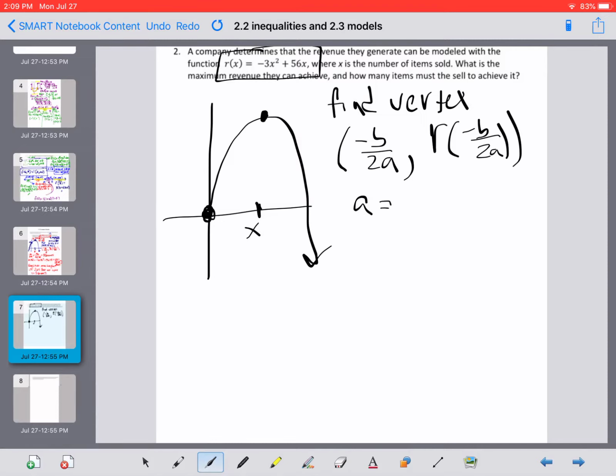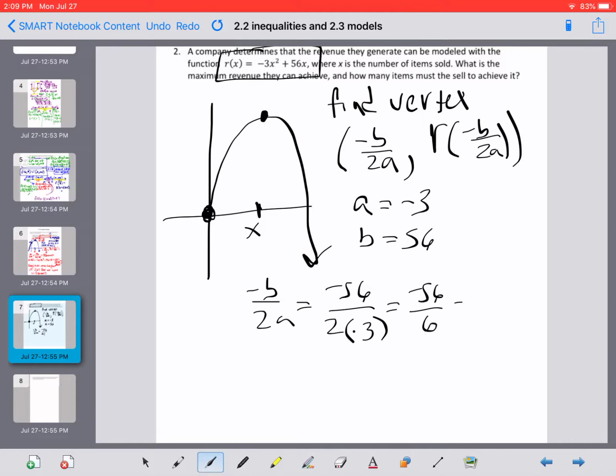Now our a is the leading coefficient, that's negative 3. b is the coefficient on the x term, that's 56. And so negative b over 2a is going to give you negative 56 over 2 times negative 3. That's negative 56 over 6, which actually isn't going to be a nice number. It's going to be something kind of messy, like 9.3-ish.